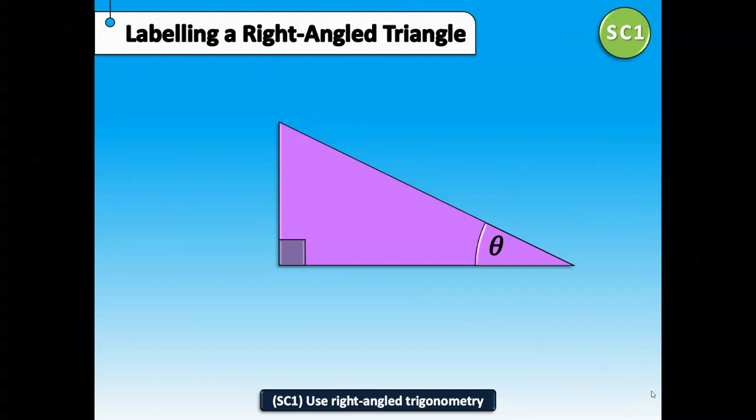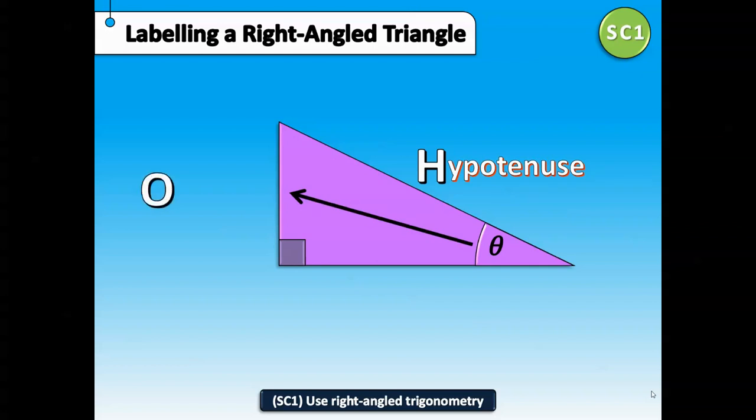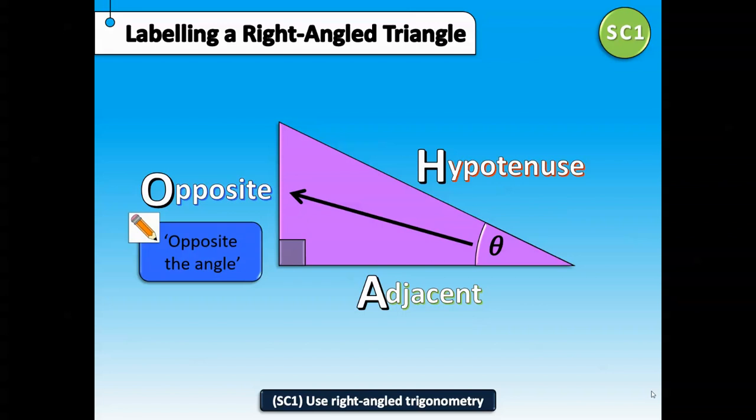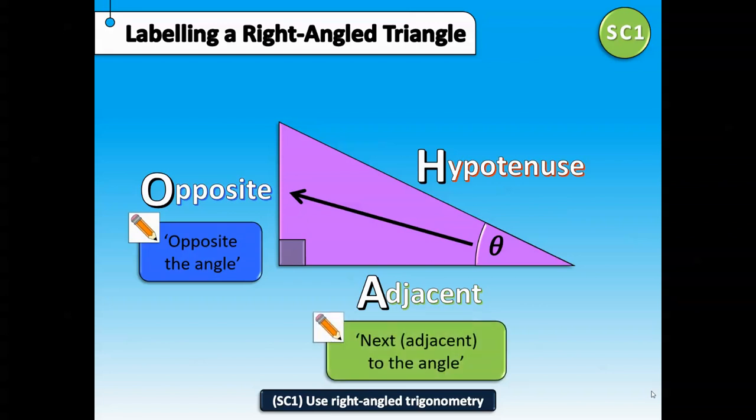So we need to make sure when we use trigonometry that we label a right-angled triangle correctly. The side opposite the right angle is known as the hypotenuse. The side opposite the angle is known as the opposite. And the side in between the angle and the right angle is known as the adjacent. So we've got the opposite that's opposite the angle, the adjacent, which is in between the right angle and the angle, and the hypotenuse is opposite the right angle.